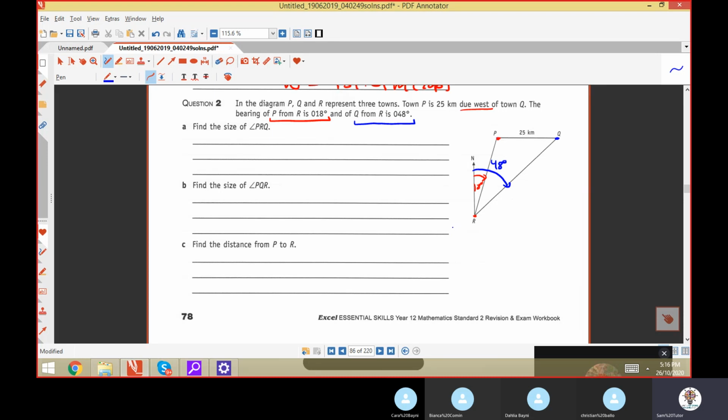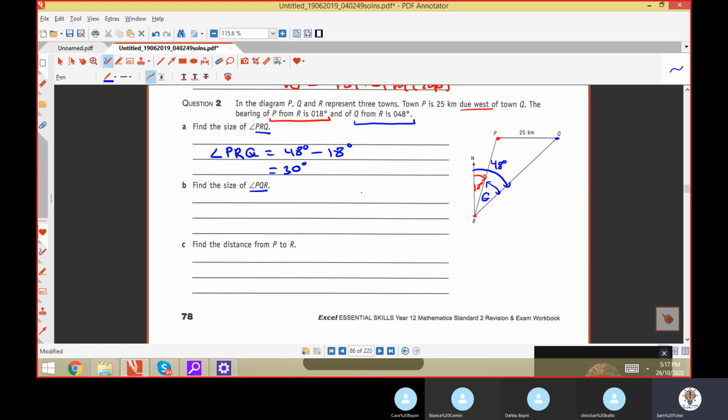Not too bad so far, right? Any other values we're given? So it says here, find the size of PRQ. PRQ, you have to find theta, which is 30 degrees. So angle PRQ equals 48 degrees, subtract 18 degrees, 30 degrees. I'm happy with that.